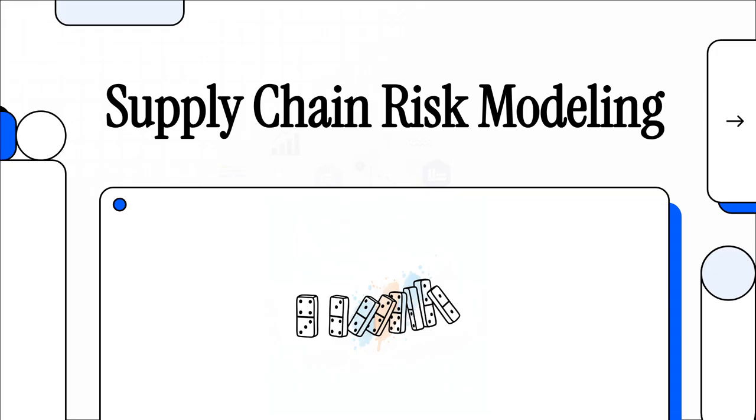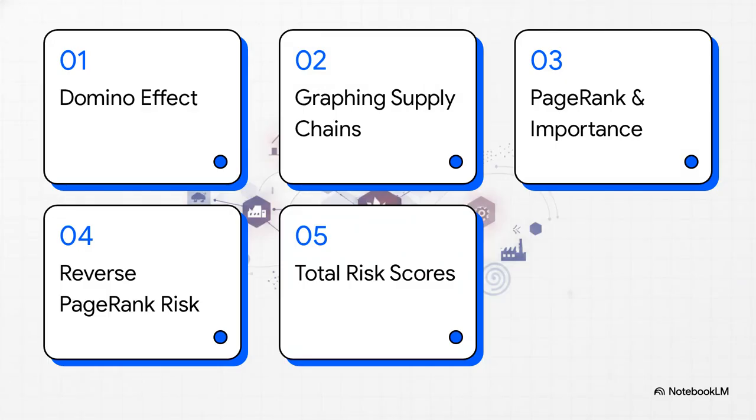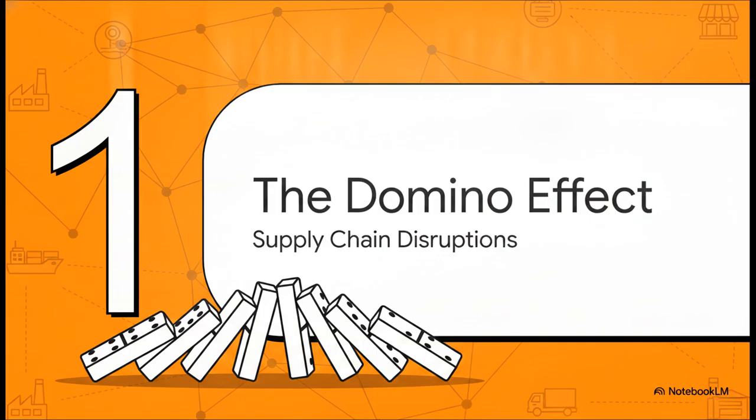Welcome to the Explainer. Today, we're exploring the technical solution to this massive economic vulnerability by using graph data science to mathematically quantify network risk. We'll be looking specifically at how organizations are modeling risk in supply chain networks using knowledge graphs and the Neo4j Graph Data Science library. To get there, we've got a 5-part roadmap. We'll cover the supply chain domino effect, graphing this supply chain, PageRank and entity importance, reverse PageRank and vulnerability, and finally, calculating total risk scores. Let's jump right into Section 1, the supply chain domino effect.